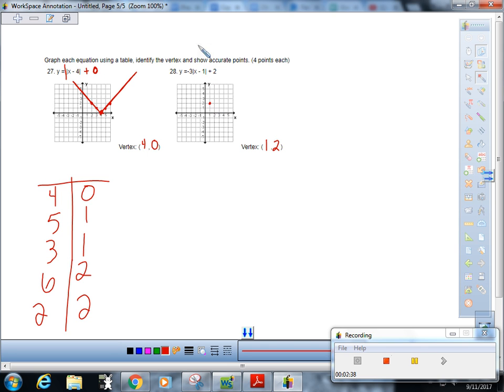Now notice the slope is -3. So if I go left 1, I've got to go down 3. If I go right 1, I've got to go down 3. Left 1, down 3. Right 1, down 3. Let me test those points.